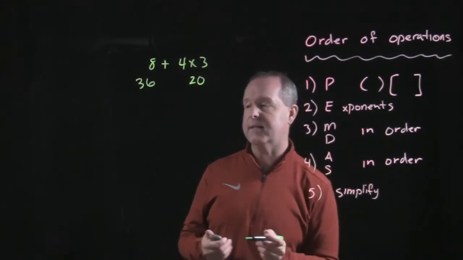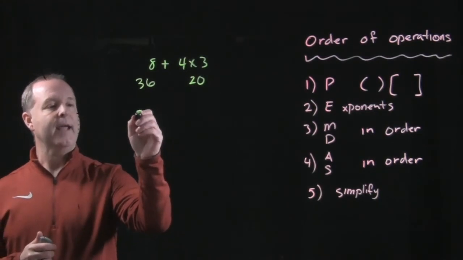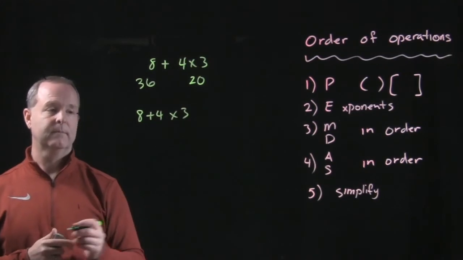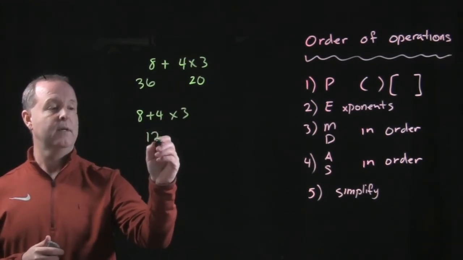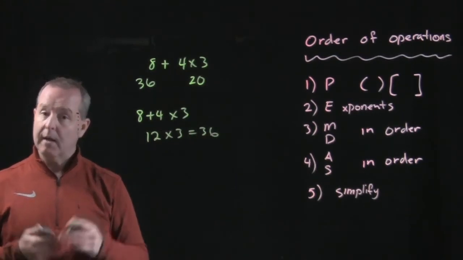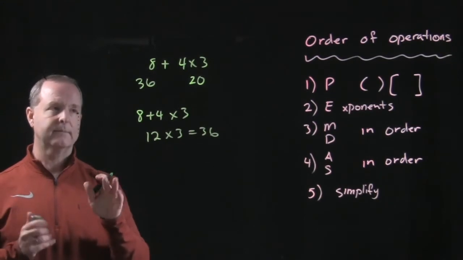Well, how do we get the 36? We got the 36 by maybe adding before we did the multiplication. 8 plus 4 becomes a 12. 12 times a 3 equals a 36. Maybe that was a mistake that you've made. I've made that mistake before too, so don't feel bad.